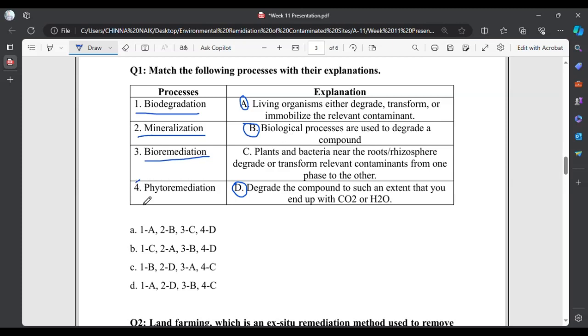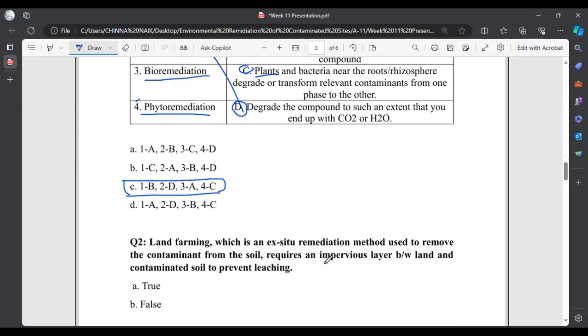Phytoremediation: we already know that phyto itself represents the plant. So with the help of plants we are trying to transfer the relevant contaminant from one phase to another, from soil to plant, changing the phase from solid to liquid by extracting it through the plant roots. So that option is C, I guess. Biodegradation is B. Mineralization is D. Yes. So the answer for this question is C.